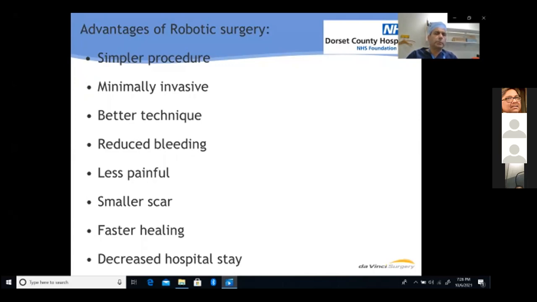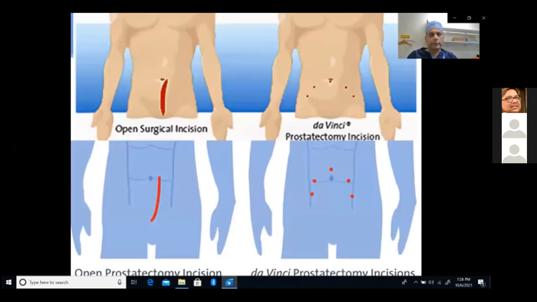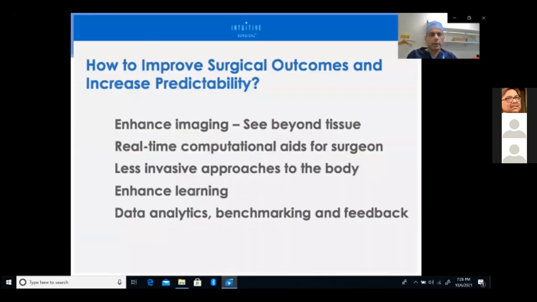The advantages are a simple procedure, minimally invasive, better technique, reduced bleeding, less painful, smaller scar, faster healing, and decreased hospital stay. They stay overnight and go home the next day. And you can see, as compared to the big scar with open prostatectomy, there are only four small holes for the robotic ports, two on each side, and then an umbilical scar where we remove the prostate. And that's where the robotic camera is put in.